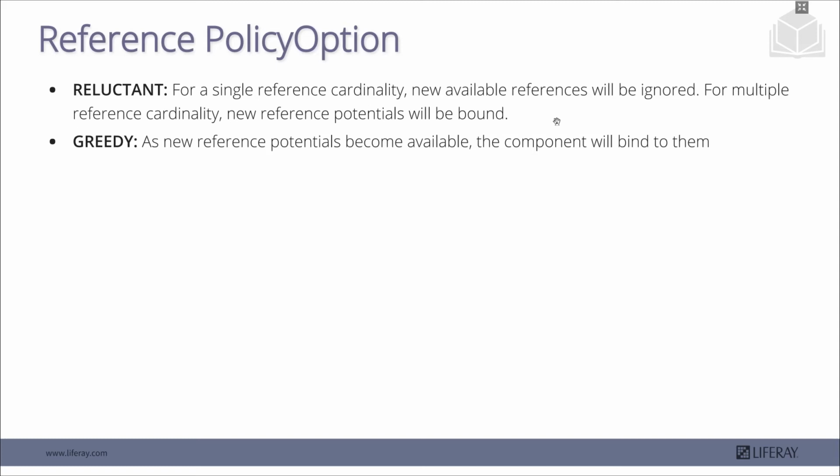And then policy option, right? This one is in regards to what happens when we deploy a new OSGi service implementation. Reluctant is just like what we talked about, right? If a new reference comes up, doesn't matter, not doing anything with it, not being connected with it. Whereas greedy, this is the one where as new references come up, I'm going to be using that new reference.